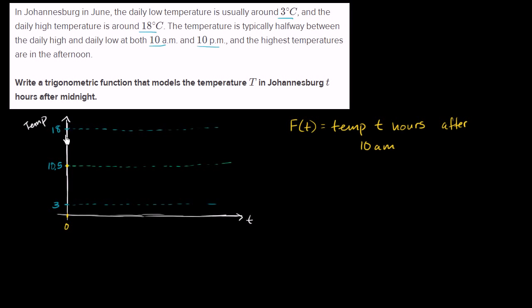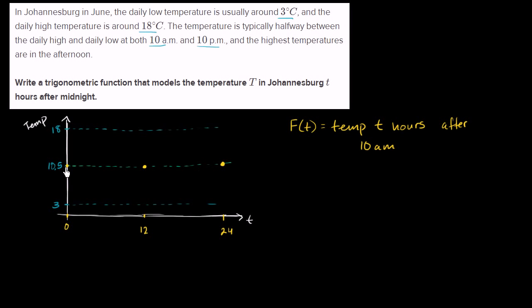Now, what is the period of this trigonometric function going to be? Well, after 24 hours, we're going to be back to 10 a.m. So our period is going to be 24 hours. So let me put 24 hours there, and then halfway is 12 hours. What happens after 12 hours? After 12 hours, we're back at 10 p.m., back at the midway between our lows and our highs. And then after 24 hours, we're back at 10 a.m. again. So those are going to be points on f of t.